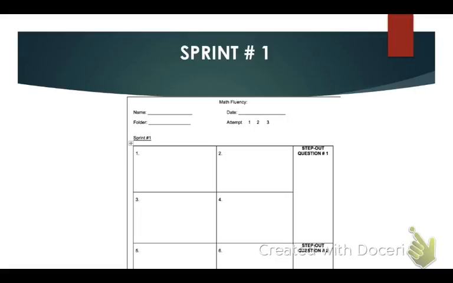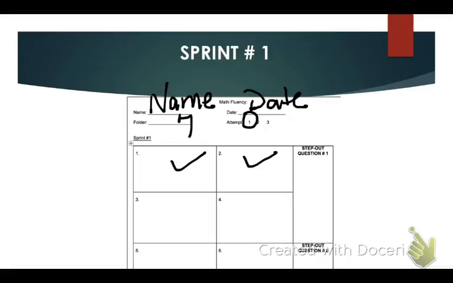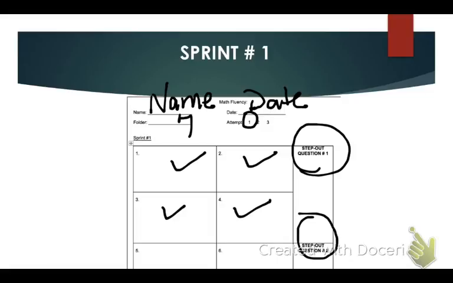On the graphic organizer, we still need you to write your name. The folder, this is folder 7. We need you to write today's date and which attempt you're on. In this sprint, there are only 4 equations, but they are a little bit longer, so take your time and be careful with your negatives. You will have 2 step-out questions to answer.